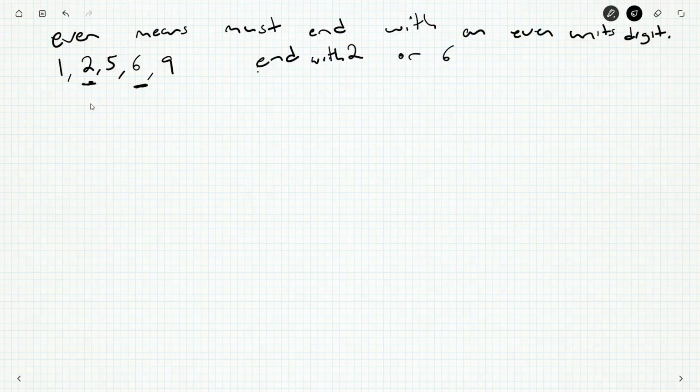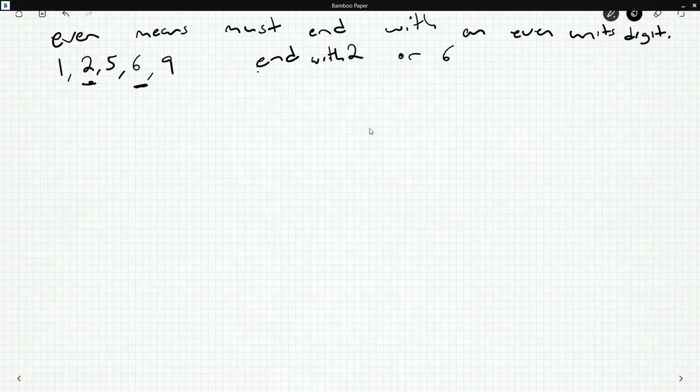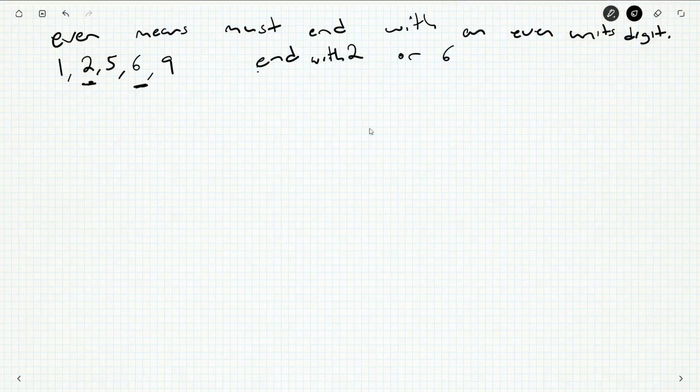Okay. So we don't need to write out all these 5-digit numbers. We just need the difference between the largest and smallest numbers. So let's make the largest and smallest of these numbers. If you want to make a large 5-digit number, you focus on the leftmost digit and make it as big as possible. So out of these numbers, what can we use? Well, we could use the 9.